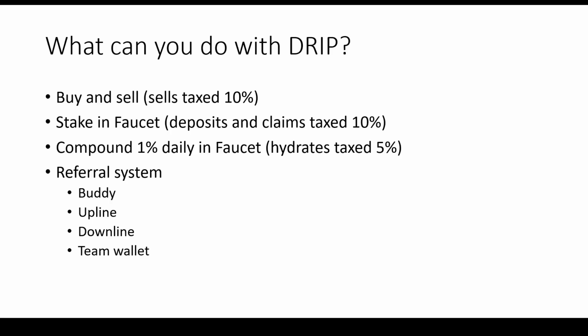In the referral system, you have an upline and a downline. So people that invited you to participate on the drip network, those are your upline, and you sign up under your buddy. Your buddy is your immediate upline, and that person also has a buddy above them, and it can go up and down up to 15 levels.